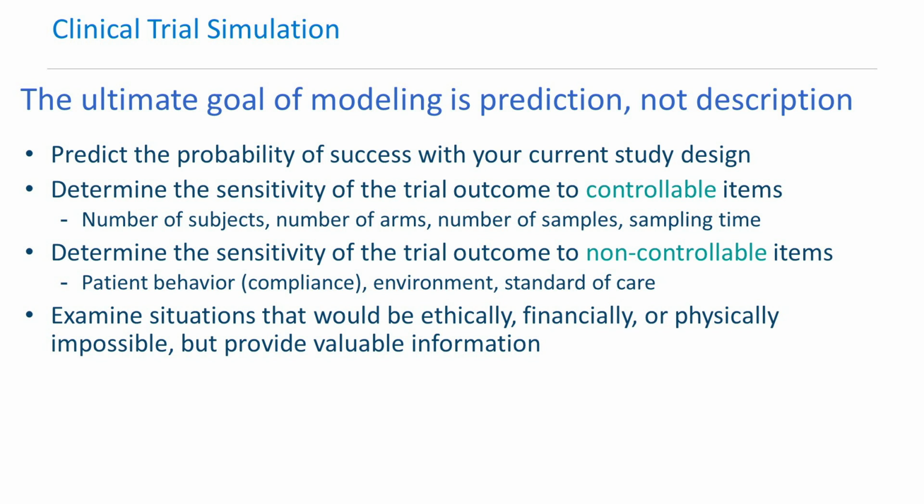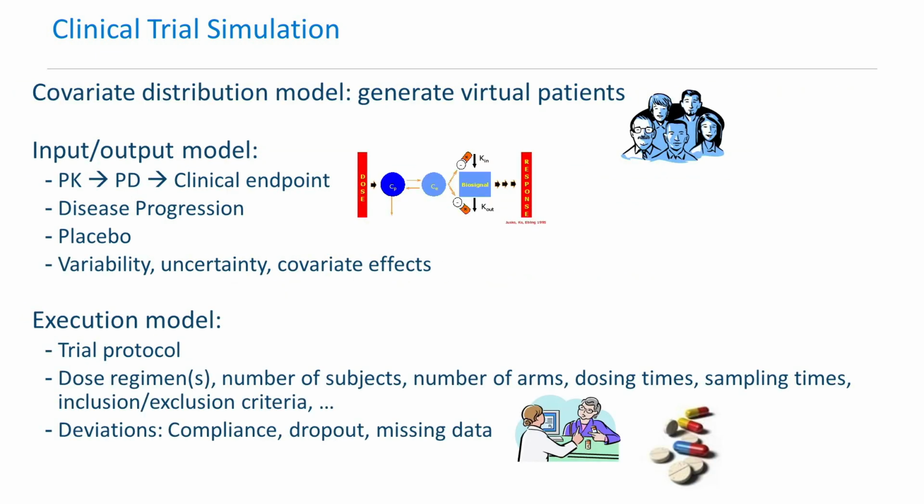And of course, we can examine situations that would be ethically, financially, or physically impossible, but provide valuable information. You can have 1,000 patients in your trial. You can triple, quadruple, 100 times the dose. These are all things that you can't do in the clinic, but you certainly can do on a computer. So the first step in a virtual trial is generating virtual patients.